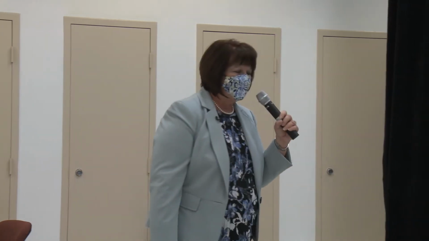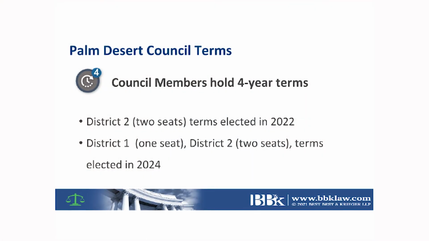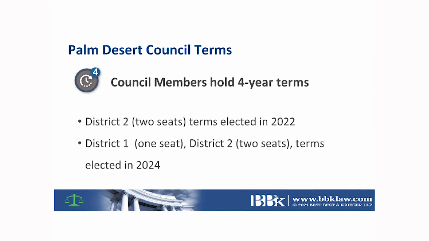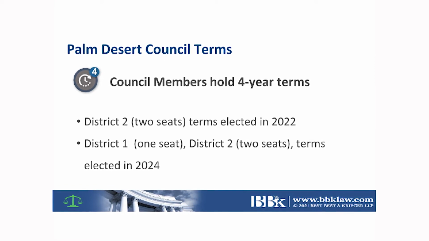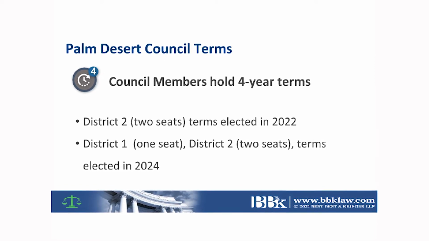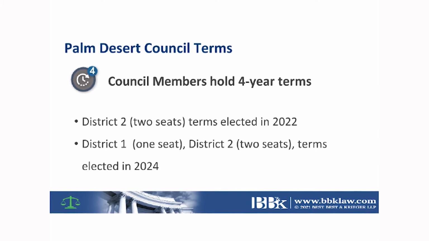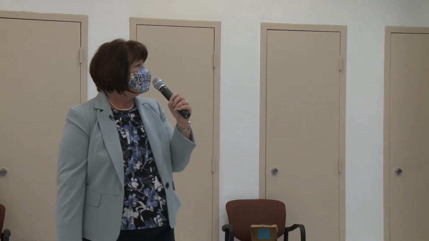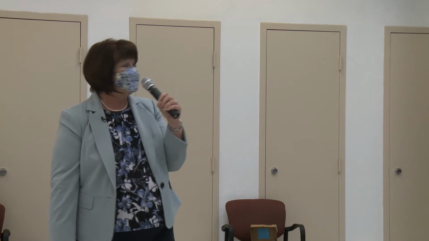So let's get started. The City Council elects their members for 4-year terms. We have a 2-district plan here in the city of Palm Desert, and District 2 is comprised of 4 seats. We have 2 seats on the ballot in 2022 and 2 seats on the ballot in 2024. District 1 is comprised of 1 seat, and it is on the ballot again in 2024.